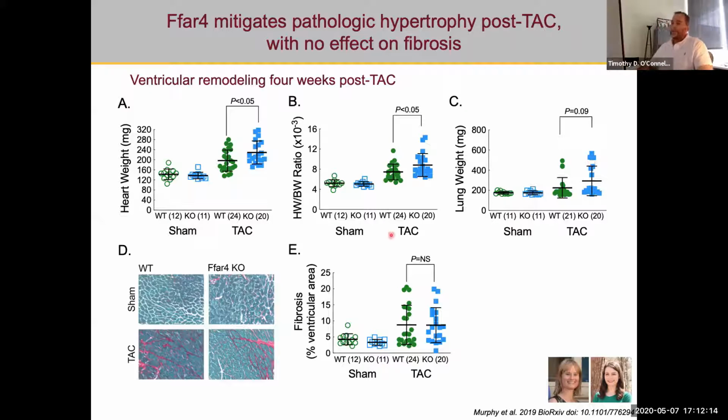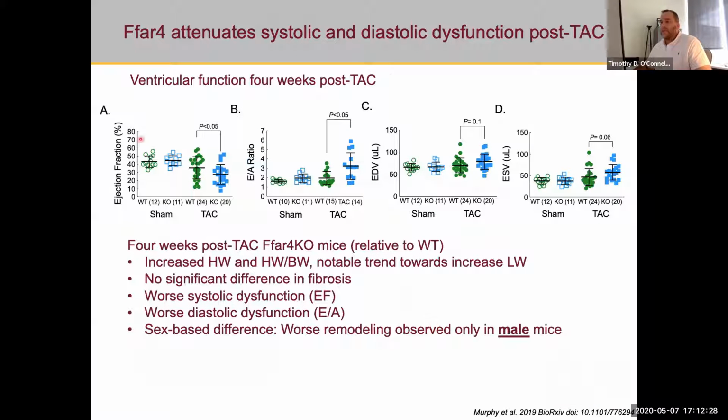Now, interestingly, when we looked at fibrosis, that's shown here on the bottom left. This is picrosirius red stain with fast green counterstain, and here's the summary data. We didn't observe any significant difference. When we looked at function 4 weeks post-TAC, we saw that in the wild types, again in the green, following TAC, there's a predictable decrease in ejection fraction that was further augmented in the KO following aortic constriction.